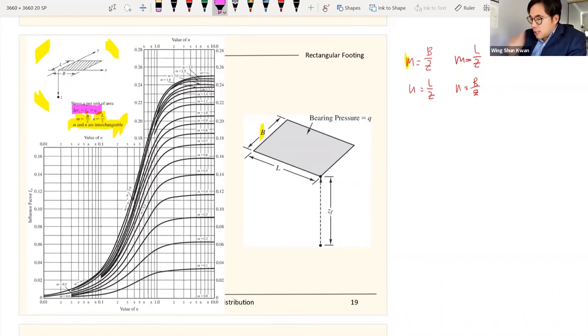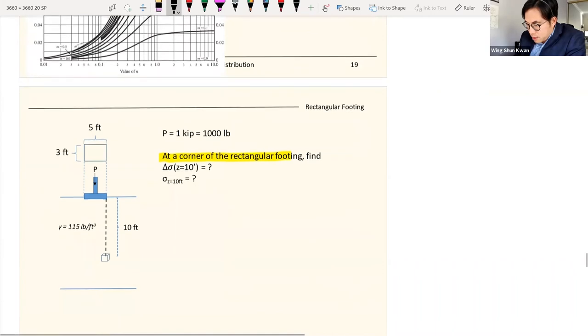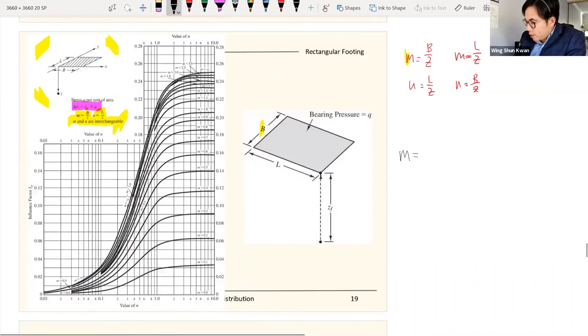Okay, so let's work out this problem together. Help me over here. What is M? M is equal to B over Z. Let's say the width B here is 3, and the depth is 10. And N, the length, will be 5 over 10. So M becomes 0.3, and N becomes 0.5.